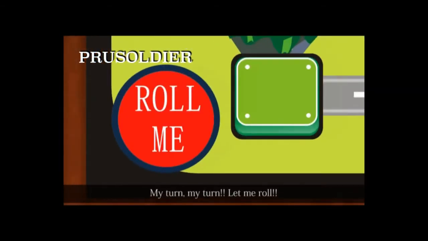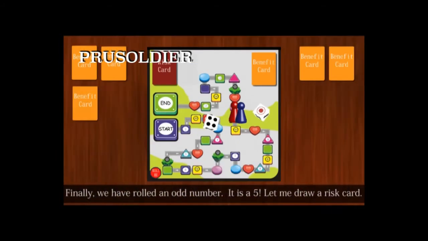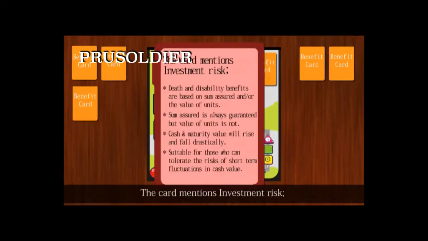My turn! Let me roll! Finally, we have rolled an odd number. It's a 5. Let me draw a risk card. The card mentions investment risk. Death and disability benefits are based on sum assured and/or the value of units. Sum assured is always guaranteed, but value of units is not. Cash and maturity value will rise and fall drastically. Suitable for those who can tolerate the risk of short-term fluctuations in cash value.